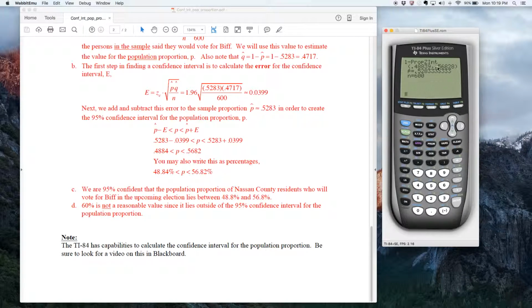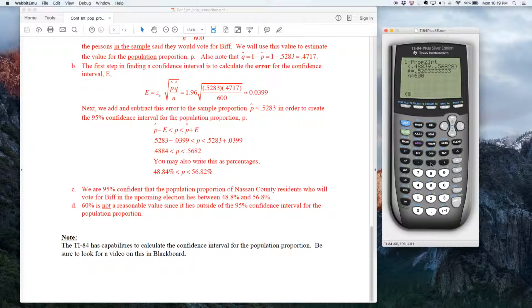Notice, by the way, when you use the calculator, it does not give you the error. Now, we calculated the error and got 0.0399. So remember, to get the error of any confidence interval, you could take the upper limit and the lower limit. In other words, find how far apart these two things are. Because remember, those two things were created by taking the p hat and adding the error to create the number on the right, the upper confidence limit, and subtracting the error to create the number on the left, which is called the lower confidence limit. So the distance between those confidence limits is actually twice as big as the error.